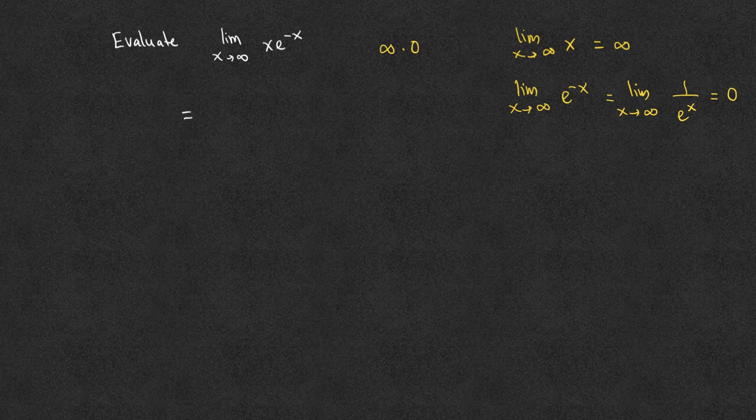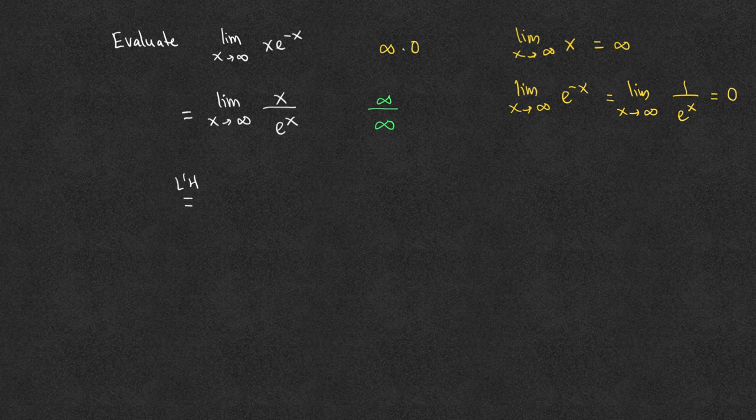Regardless, even if we didn't check that, we can write it as the limit as x goes to infinity of x over e to the x, and we see that the numerator goes to infinity and the denominator goes to infinity as well as x goes to infinity. So this is the indeterminate form of infinity over infinity, so we can use L'Hopital's rule.